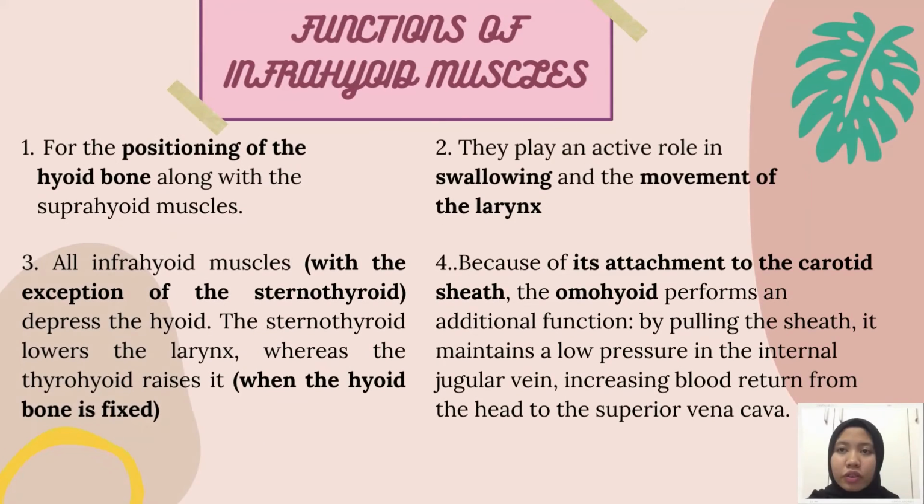Next is the function of the infrahyoid muscles. It is for the positioning of the hyoid bone along with the suprahyoid muscles, and for swallowing and the movement of the larynx. All infrahyoid muscles depress the hyoid except for the sternothyroid, which lowers the larynx. Besides that, omohyoid maintains a low pressure in the internal jugular vein, increasing blood return from the head.